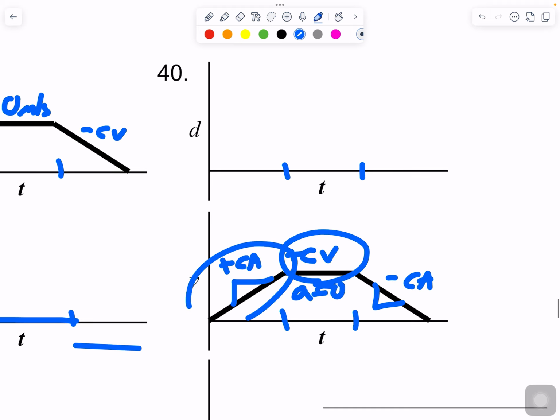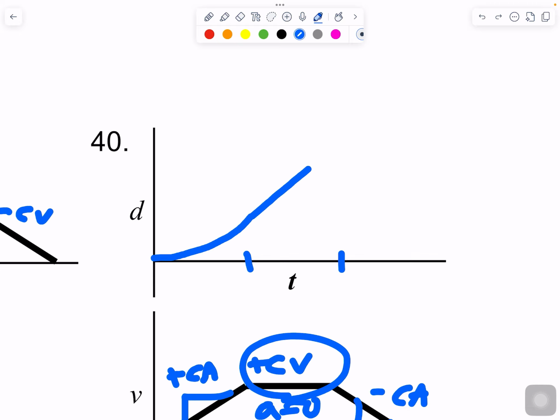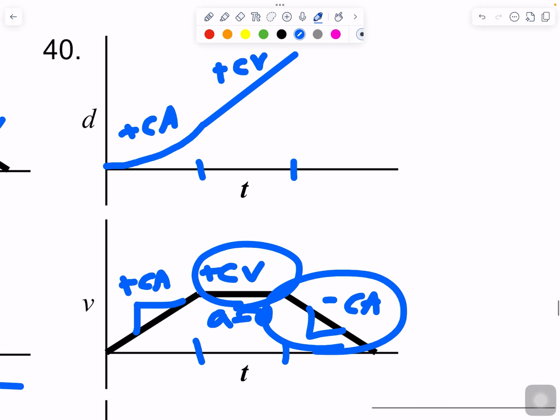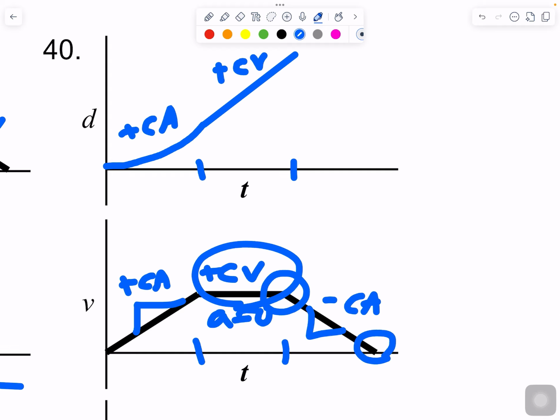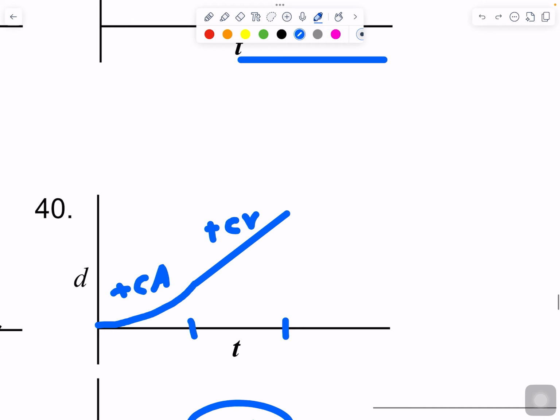Okay, now this graph here would be speeding up going forward. That would be flat to steep, like that. This is a flat straight line going like that. So I've got positive constant acceleration, positive constant velocity, and then this part here is going from some velocity down to zero. That would be steep to flat, like that.